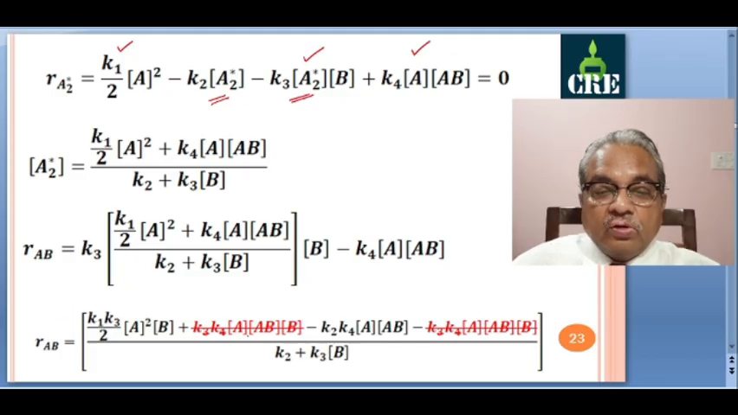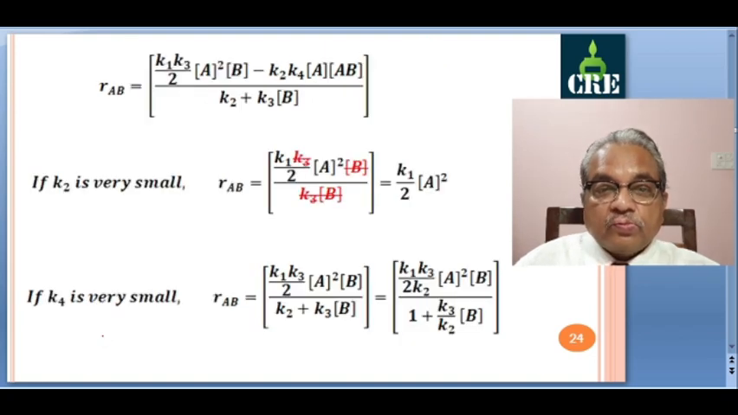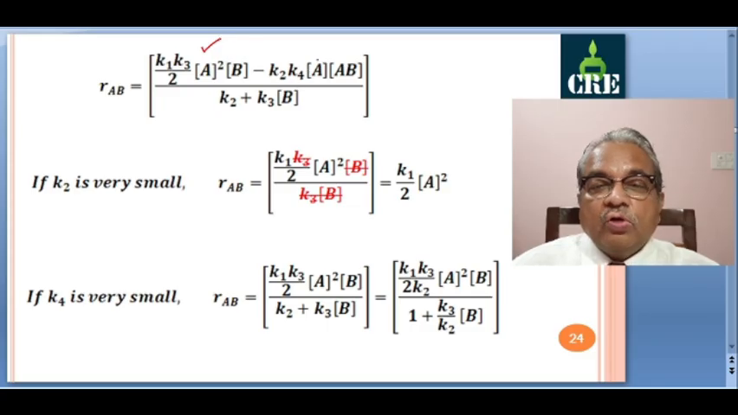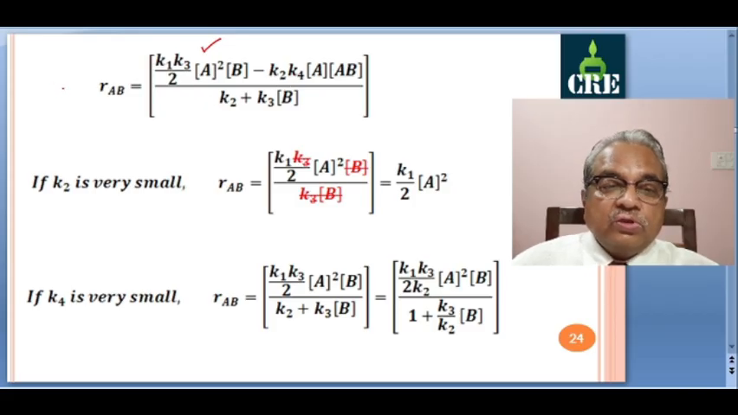So this K2 into K3, K2 plus K3 into concentration of B in the denominator, you multiply this term and expand and write all the terms, you get K3, K4, concentration of A into concentration of AB into concentration of B, same term with plus and minus sign, so this cancels out. So in the numerator you are left with two terms, and in the denominator again you have two terms. So the numerator is K1 K3 by 2 A square B minus K2 K4 into concentration of A into concentration of B divided by K2 plus K3 into concentration of B. So this is the final form which we get.